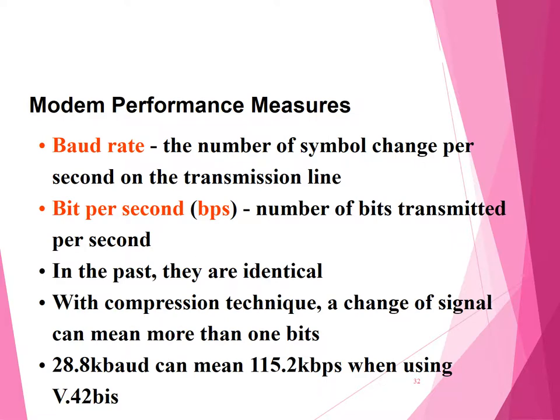Modem performance is measured by baud rate, the number of symbol changes per second on the transmission line, and bits per second, the number of bits transmitted per second. They are identical without compression techniques. A change of signal can mean more than 1 bit. 28 kilobits can mean 115 kbps when using V.42 bis.